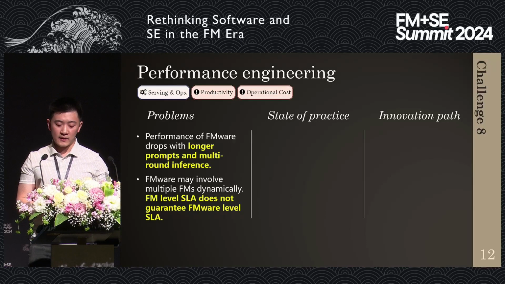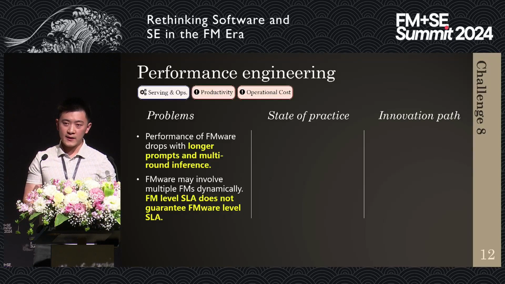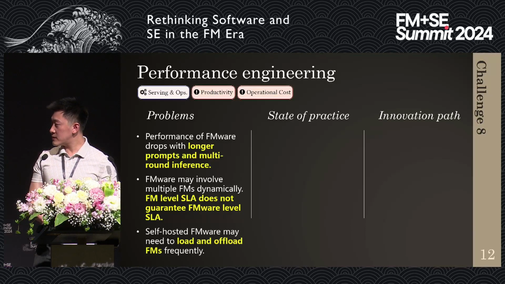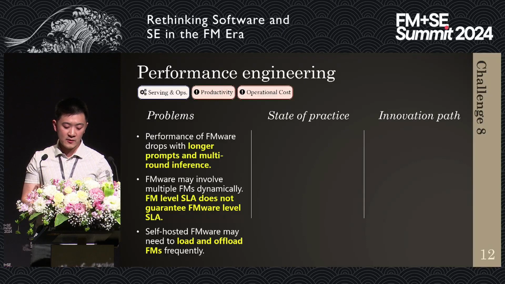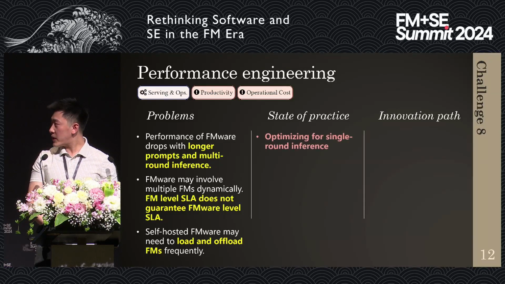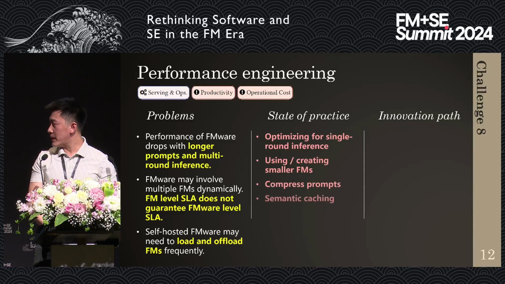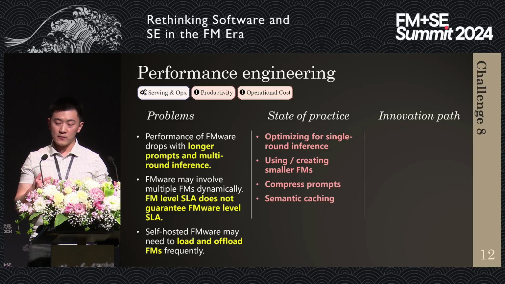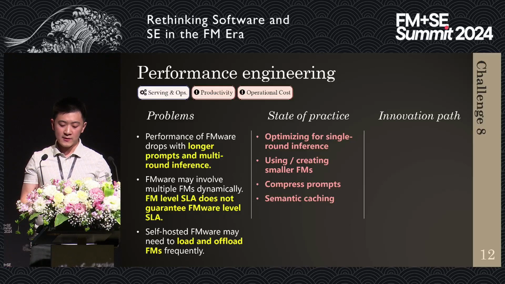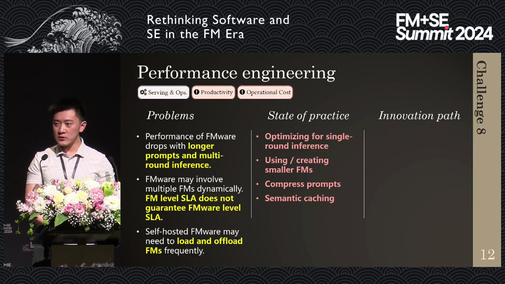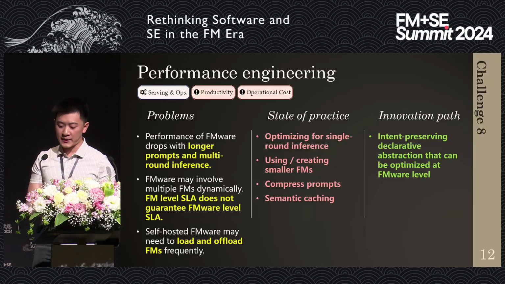When we are only ensuring the model level SLA, we cannot guarantee the application level SLA because there are multiple rounds of inferences. If we are self-hosting such an application, we also face the issue that if there are multiple models but limited hardware, we need to constantly switch the loaded models, which is a performance bottleneck. There are several practices being done right now to optimize for performance, including model compression, prompt compression, and semantic caching. But they don't really solve the performance bottleneck at the application level.